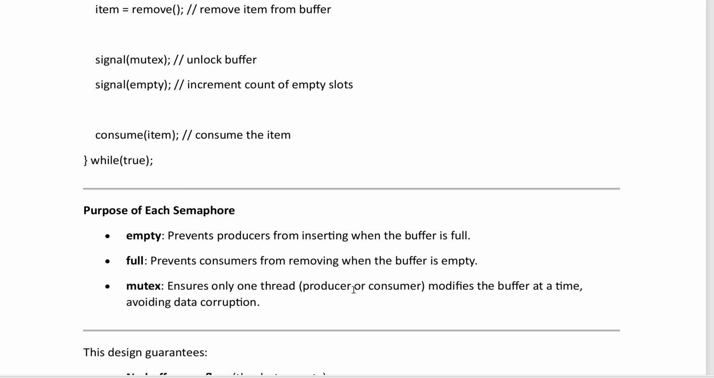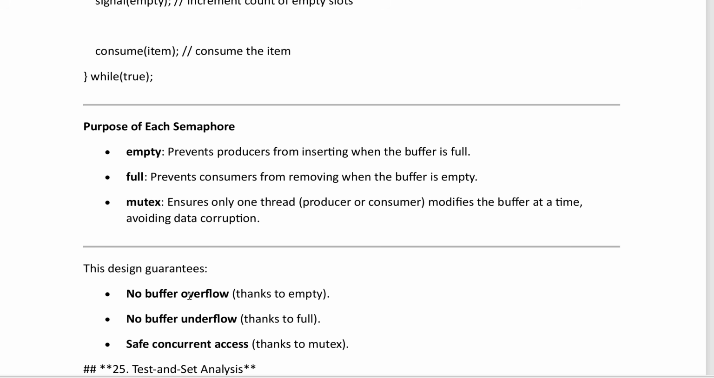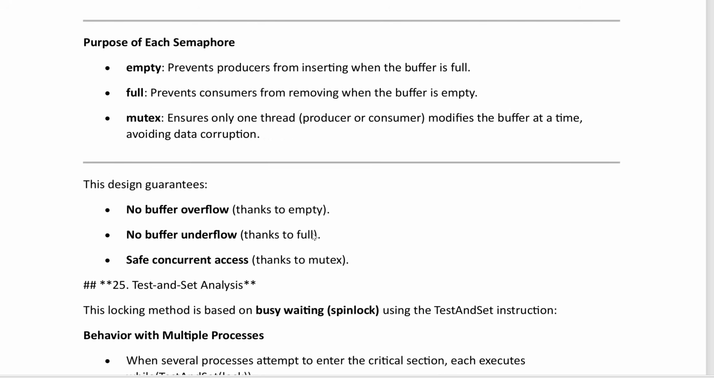That is, only one. Either the producer can produce or the consumer can consume. Both cannot do so simultaneously, avoiding data corruption. So this design guarantees no buffer overflow and no buffer underflow. There is no buffer overflow; we are thankful to the empty semaphore. There is no buffer underflow; we are thankful to the full semaphore. And for safe concurrent access, we are thankful to the mutex semaphore, right?